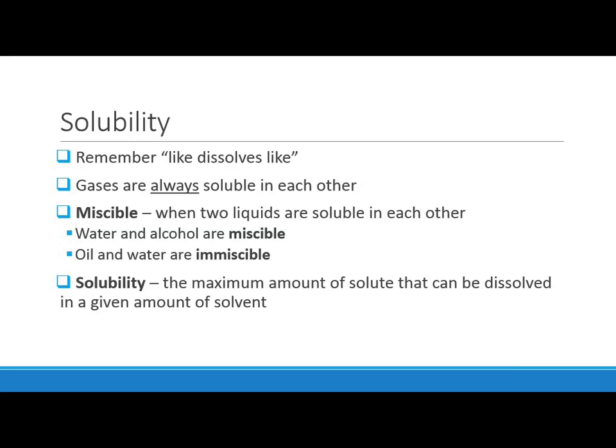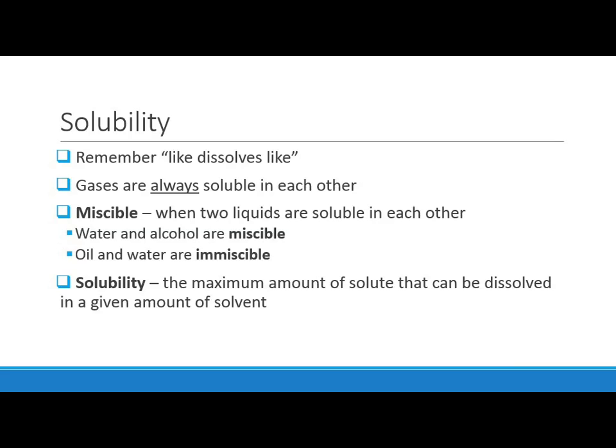Now, sometimes you can mix any ratio, like in the case of water and alcohol. You could have 99% water and 1% alcohol, or 99% alcohol and 1% water, and it still mixes easily. However, most things have a solubility limit, where there's some maximum amount of solute that you can dissolve.